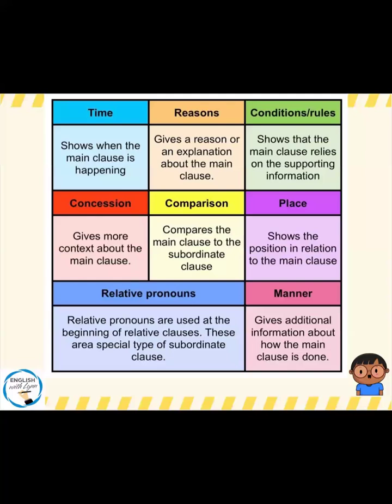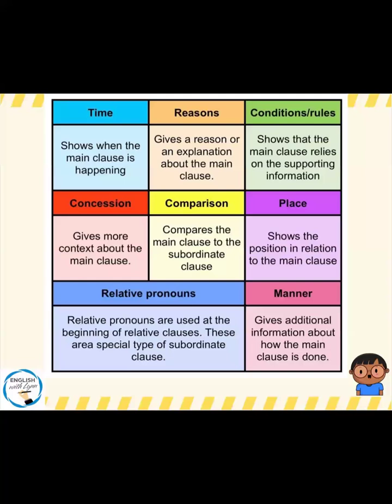Then you have place, and this shows the relation of the position of the main clause in relation to the subordinate clause. So I might talk about this is a house, and where I used to live would be my subordinate clause. And then the final one that fits with this particular group is manner.